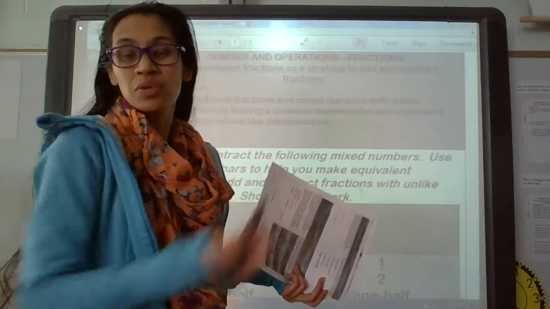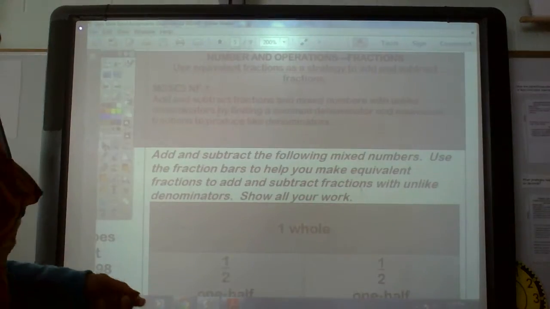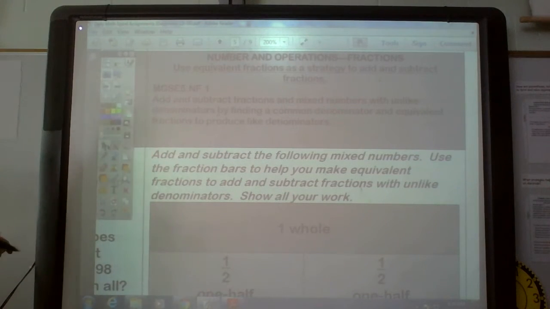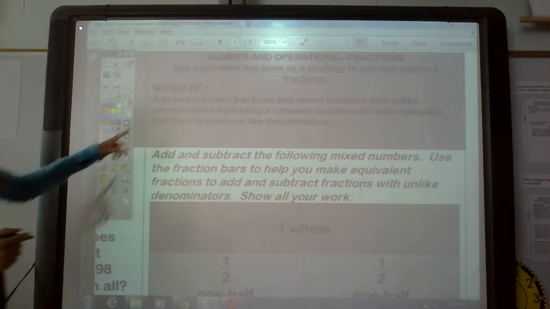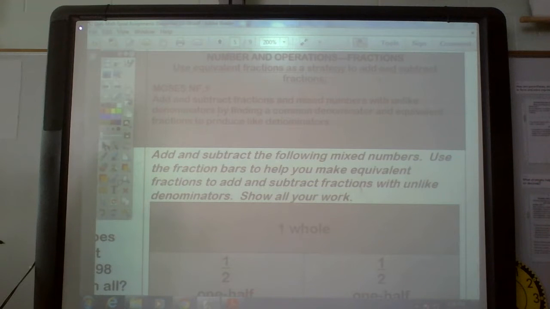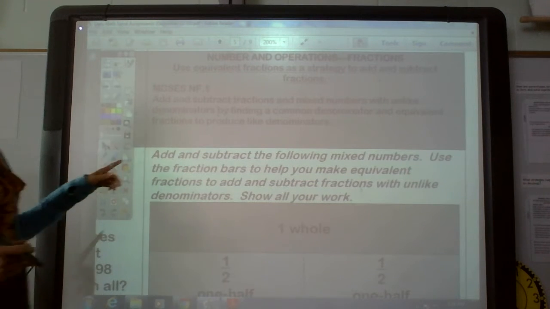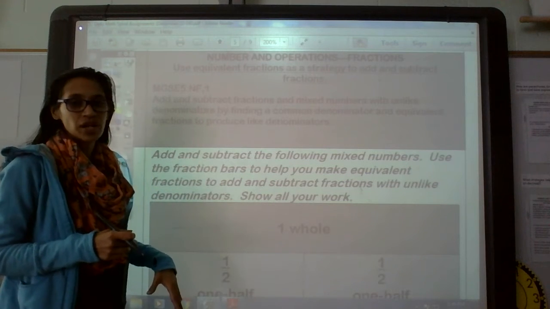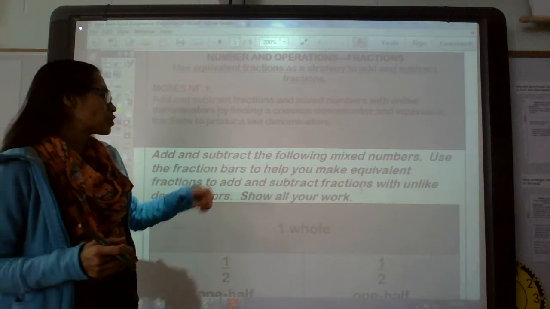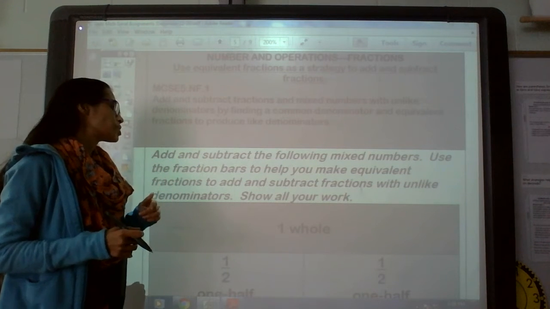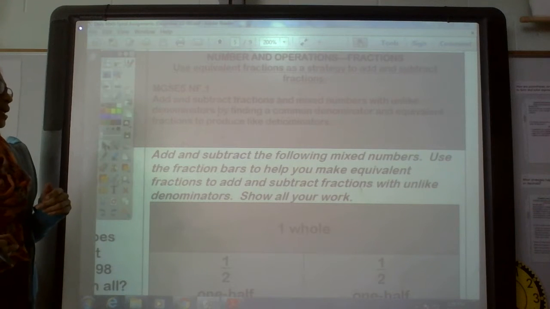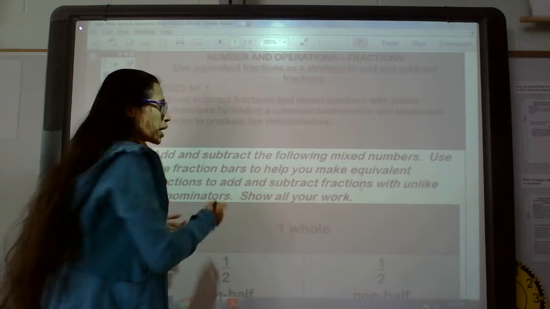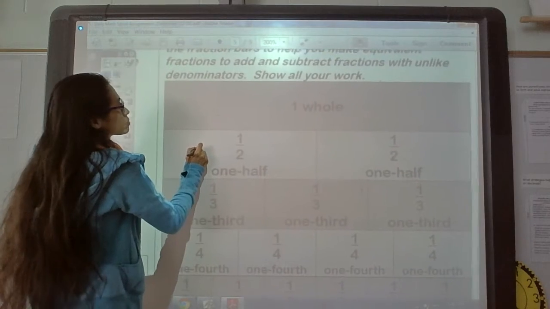I have mine. Let's begin by reading the standard. Read it with me. It says, numbering operations, fractions. Use equivalent fractions as a strategy to add and subtract fractions. Add and subtract fractions and mixed numbers with unlike denominators by finding a common denominator and equivalent fractions to produce like denominators. So for this section right here, what do we need to do? Add and subtract the following mixed numbers. Use the fraction bars to help you make equivalent fractions to add and subtract fractions with unlike denominators. Show all your work.